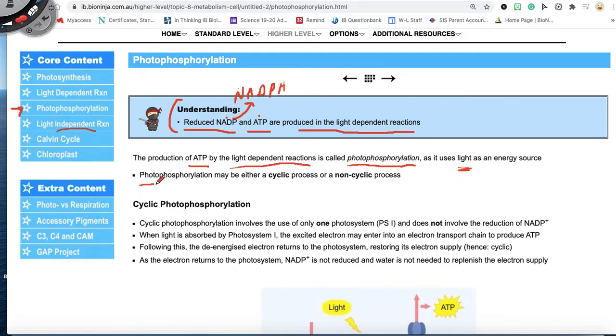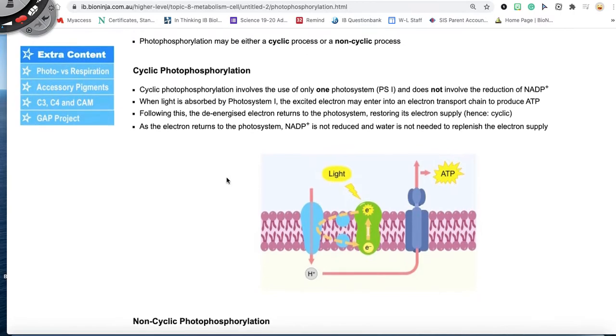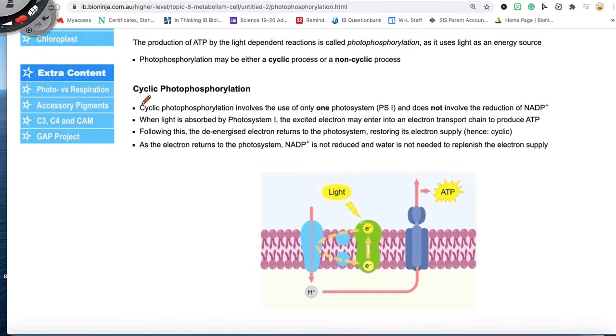Now today we're going to talk about how this photophosphorylation may either be cyclic or a non-cyclic process. So we're going to look at the difference between the two. So let's move down here and let's look at cyclic photophosphorylation.